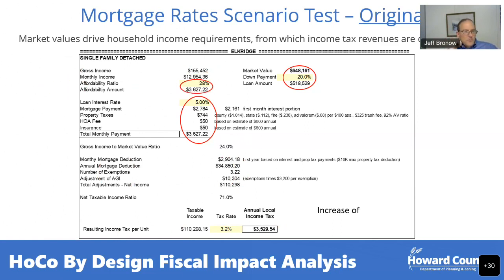Basically that means 28% of household income should be used for housing costs. That translates into a gross income of about $155,000. And then from that, you generate net income after your deductions and things. Then you end up with a local income tax by multiplying the taxable income times the 3.2% tax rate. So the annual local income tax for a new homeowner in a single family detached home in Elkridge is estimated to be about $3,500 per year to Howard County.